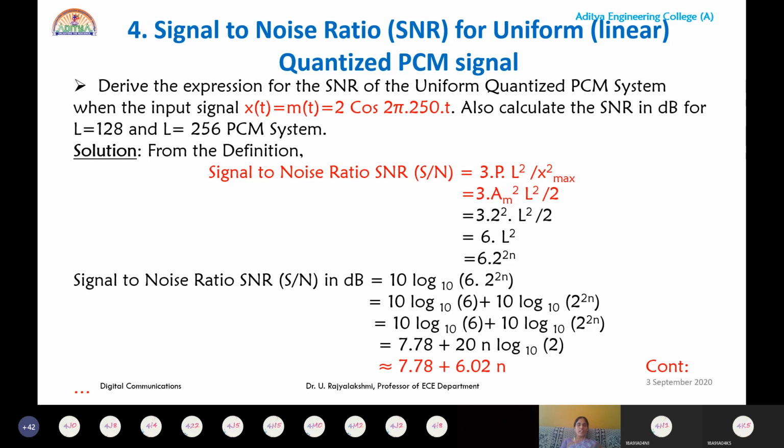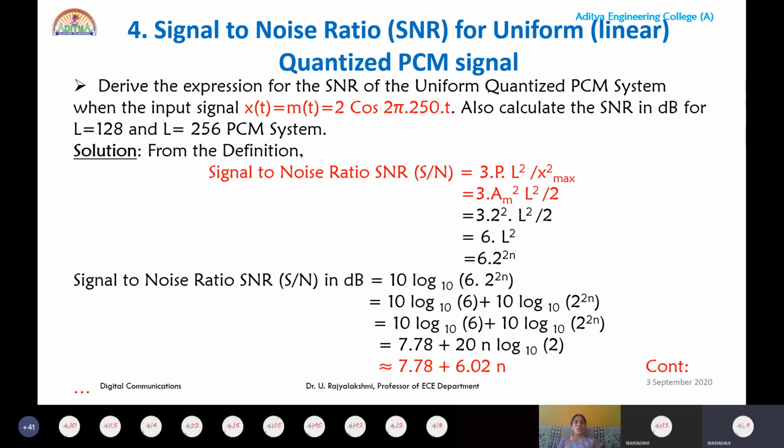Okay, ma L9. Can you read this question first? Please read this question. Derive the expression for the SNR of the uniform quantized PCM system when the input signal x of t is equal to m of t is equal to 2 cos 2 pi into 250t. Also calculate the SNR in dB for L is equal to 128 and L is equal to 256 PCM system.